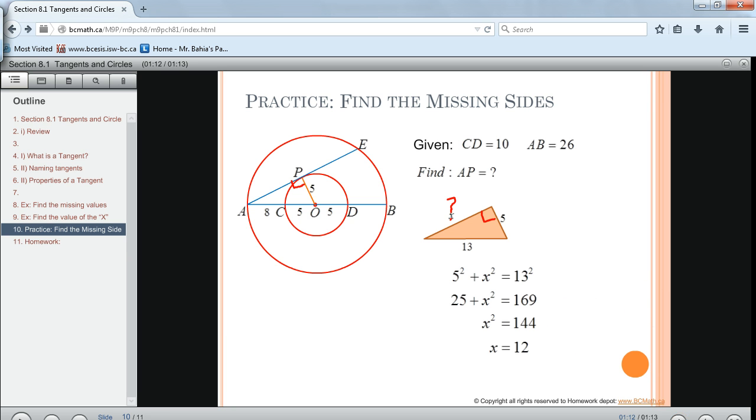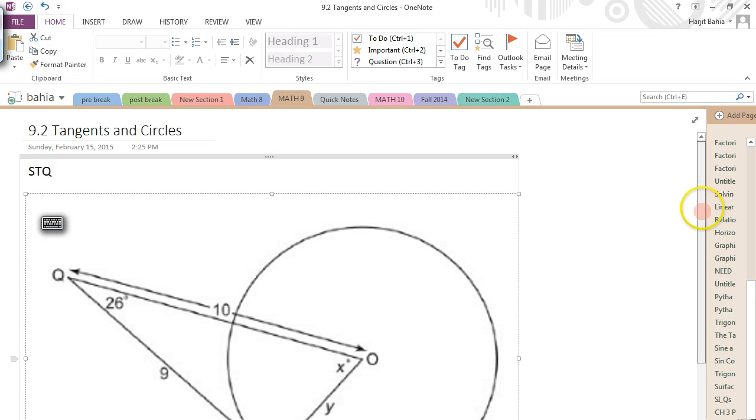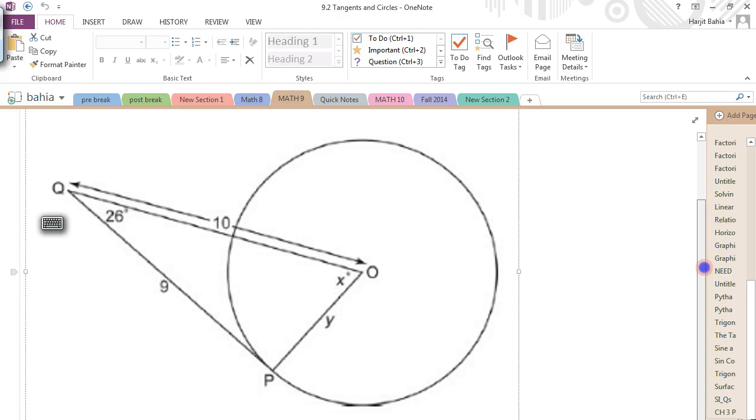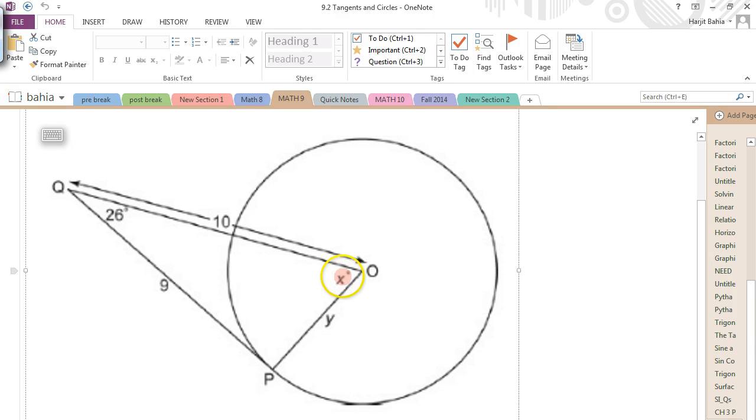Okay, so there you are. Here is your skill tested question right here. I want you to tell me what X and Y are. Missing angle X and missing side Y, using all your tangent stuff.